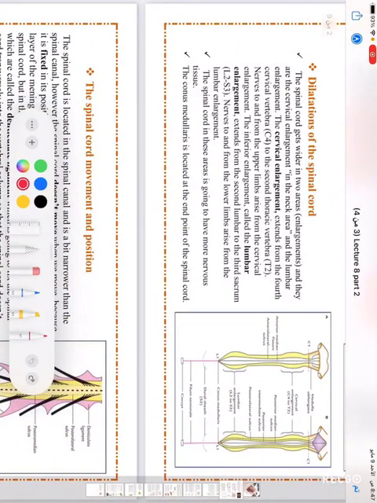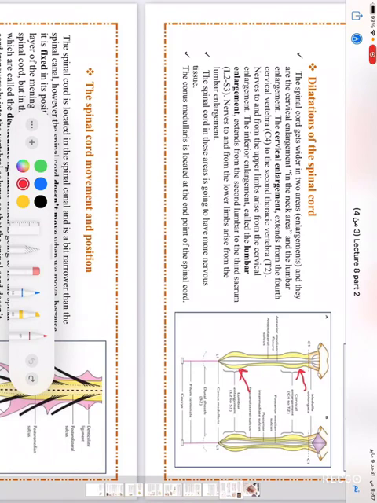Let's talk about the dilations of the spinal cord. In the spinal cord we have two enlargements. The spinal cord gets wider in two areas: the cervical enlargement, which is in the neck here, and the lumbar enlargement, which is here. The cervical enlargement extends from the 4th cervical vertebra to the 2nd thoracic vertebra.